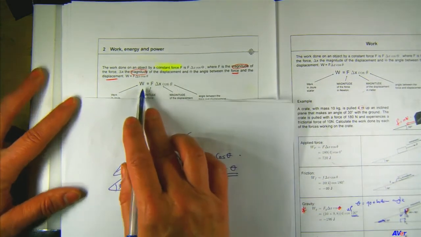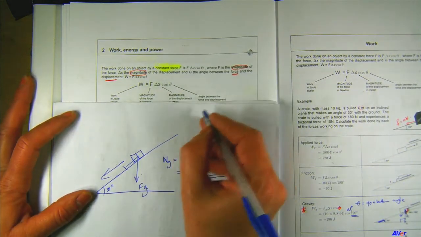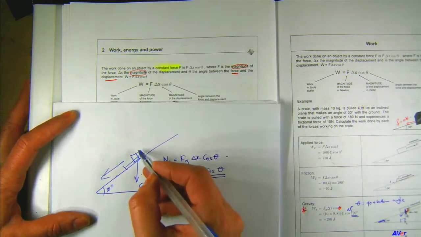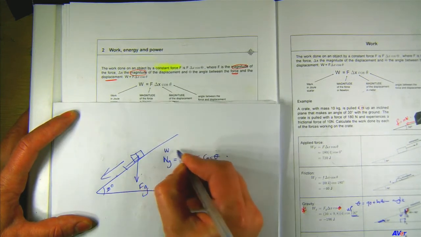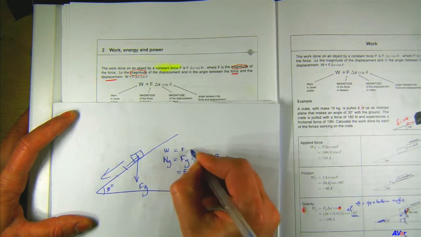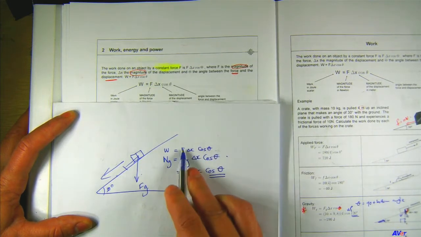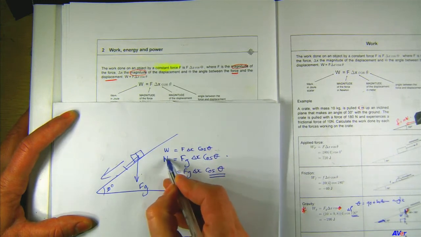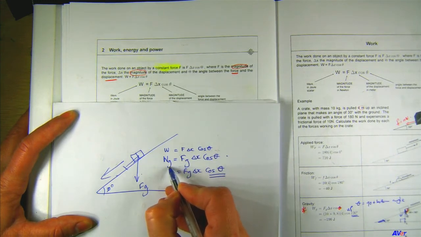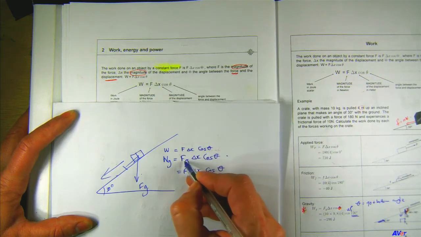So what we did, we said to work out the work done by gravity, if this thing is sliding down the plane and you want to work out the work done by gravity, the formula is W is F delta x cos theta. And that F is whatever force you're working with at that moment. So at the moment, I want to work out the work done by gravity. So the force must be the gravitational force, m times g, right?